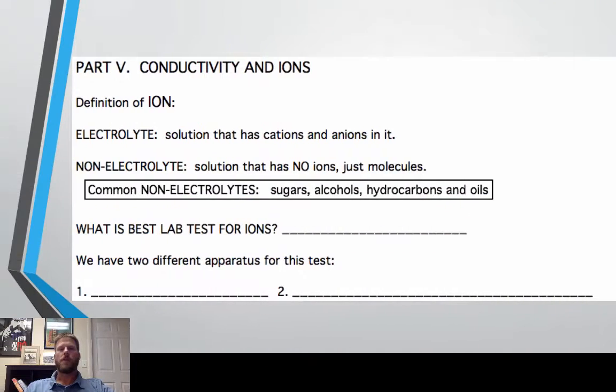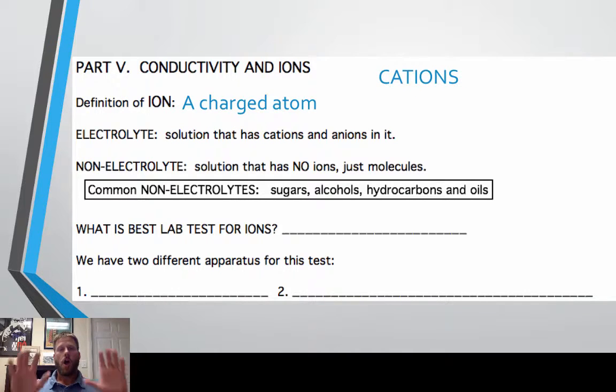So let's talk a little bit about solutions in conductivity. Conductivity simply means, does it conduct electricity? Well, if there's ions in solution, a solution will conduct electricity. Remember, an ion is a charged atom. Two types of ions exist. We have cations, which are positive, and we have anions, which are negative.